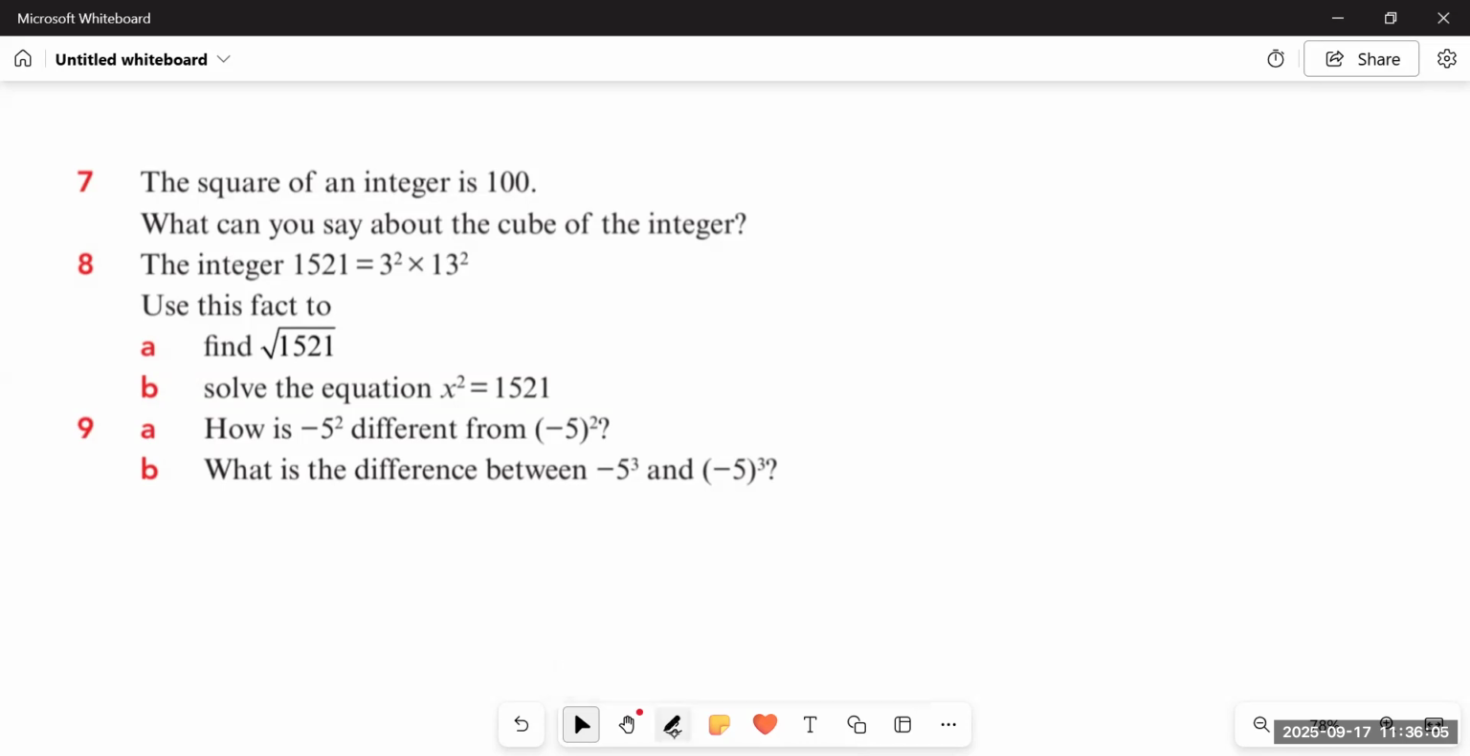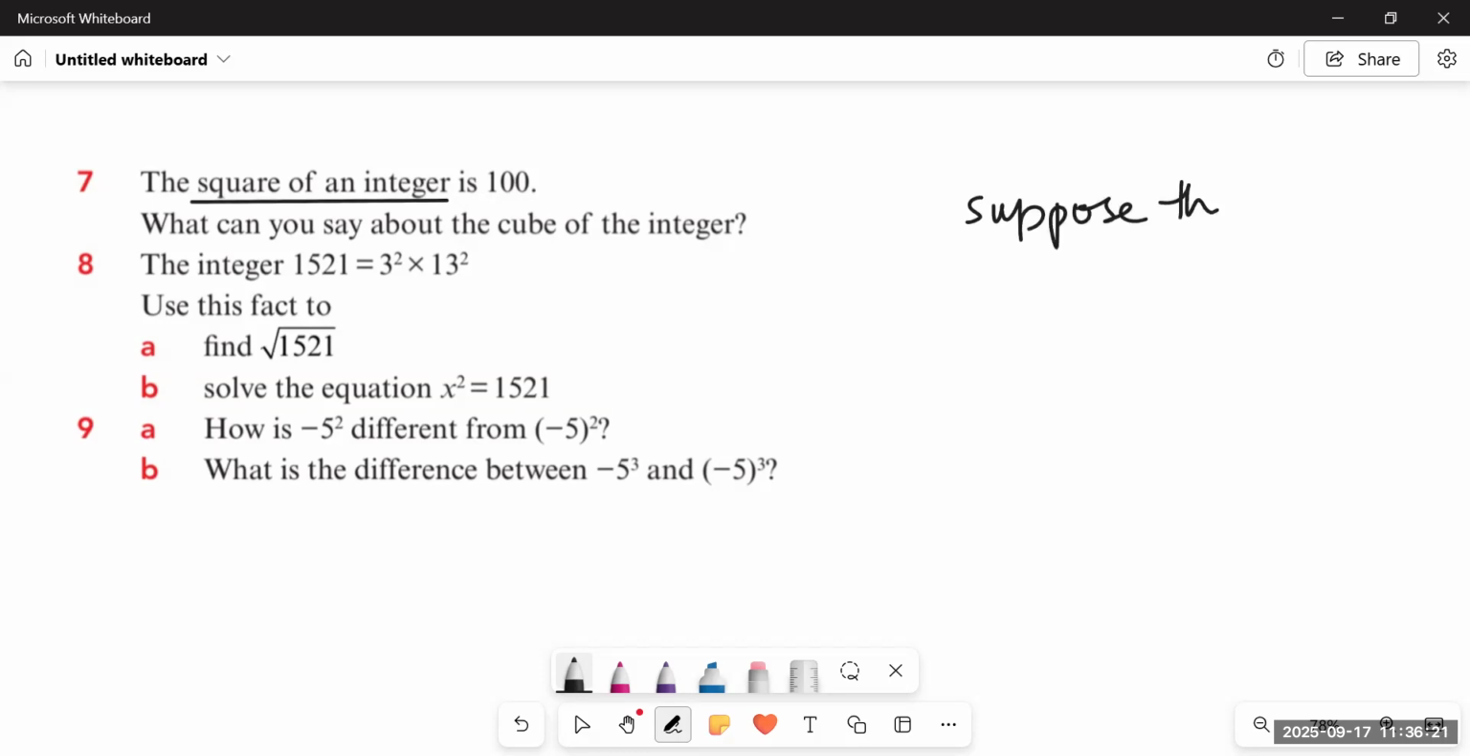Question number 7 says that the square of an integer is 100. We have already learned how to rephrase the statements into equations or expressions. The square of an integer. Suppose the integer be x, okay? When the integer or the numbers are missing, we suppose them with any variable. Suppose the integer be x. Then the equation would be the square of x is 100.